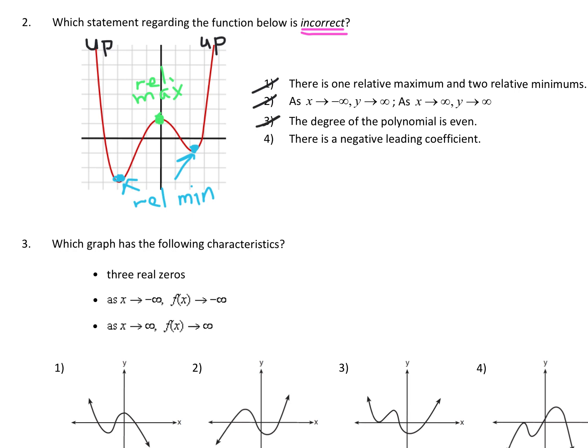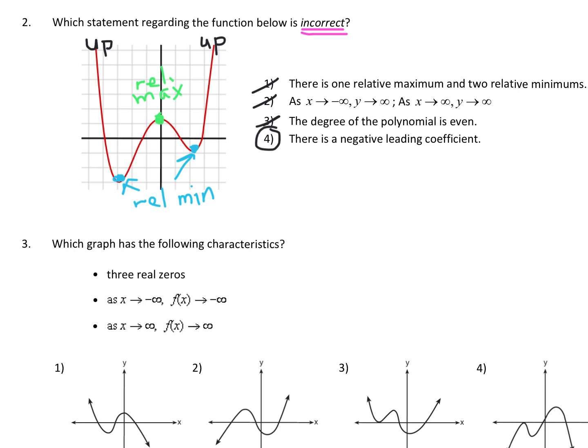And then I guess choice 4, but let's just make sure: there is a negative leading coefficient. Okay, that's false. Remember, to determine the leading coefficient, you look on the right-hand side of the graph. If it's pointing up, it's a positive leading coefficient. If it were to point down, it would be a negative leading coefficient. Since this is pointing up, this has a positive leading coefficient, so choice 4 is incorrect. Okay, so that's the answer to this question.